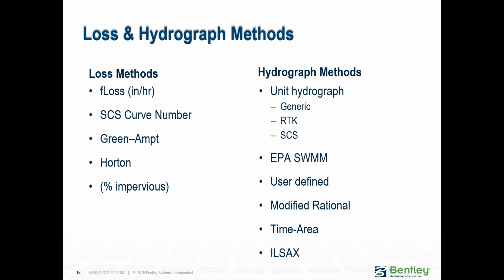Regarding the loss and hydrograph methods, for loss we have these methods listed in this presentation. The most used is the Soil Conservation Service curve number, the SCS option, or the Green-Ampt curve. For the hydrograph methods, we also have the SCS method, the SWMM method, or other methods like HISAX, time area, modified rational, and other unit hydrograph methods, such as the RTK and the generic option.